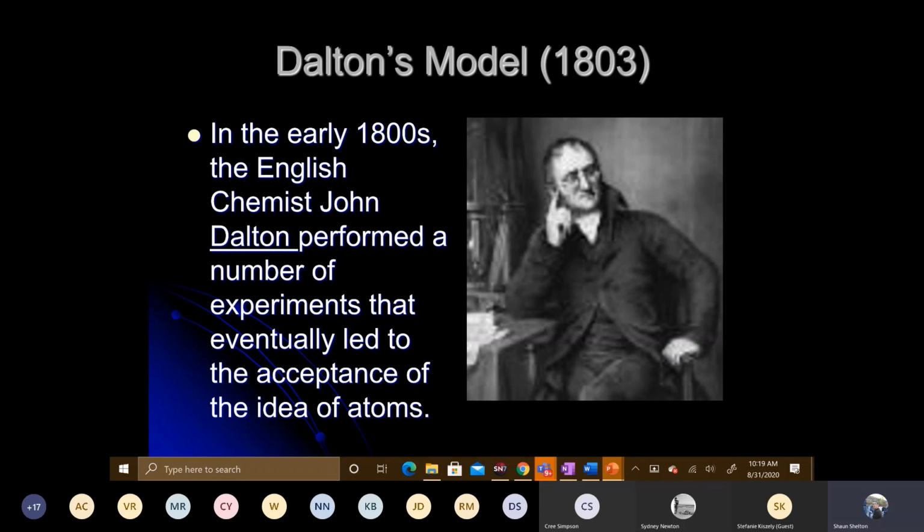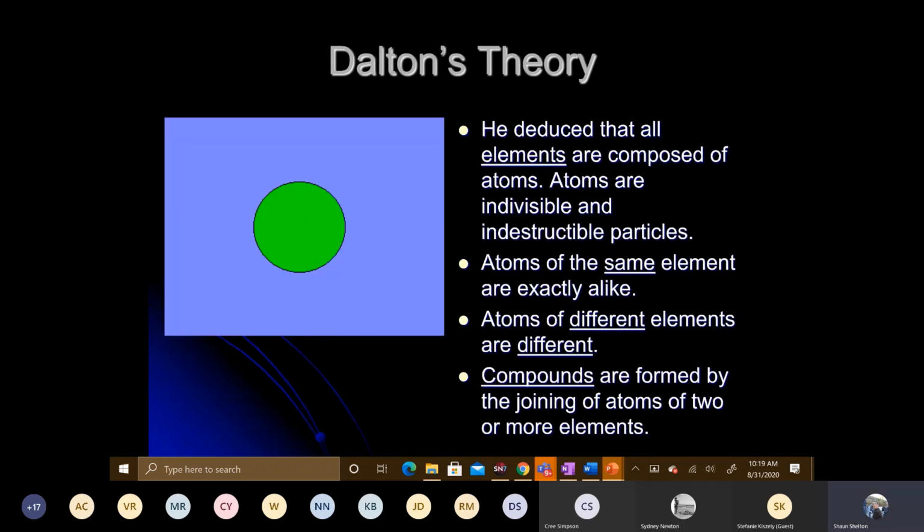So let's talk about Dalton. John Dalton was an English chemist, and he performed a number of experiments that led to the acceptance of the atom. He deduced that all elements are composed of atoms. Atoms are indivisible, indestructible particles. Atoms of the same element are exactly alike. Atoms of different elements are different, and compounds are formed by the joining of atoms of two or more elements. Now, these all make sense.